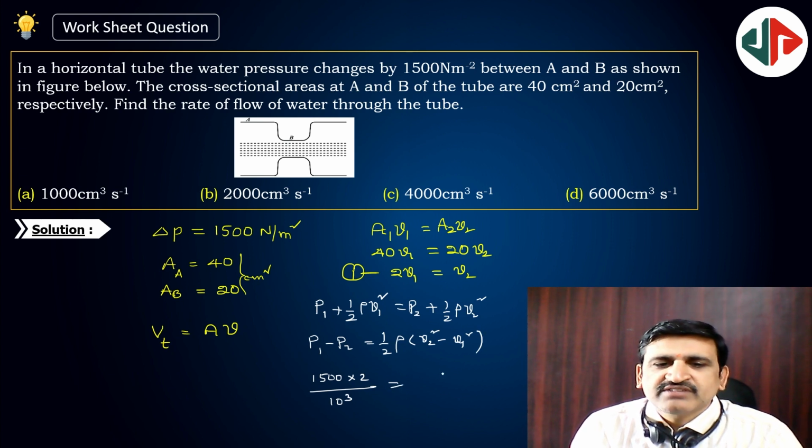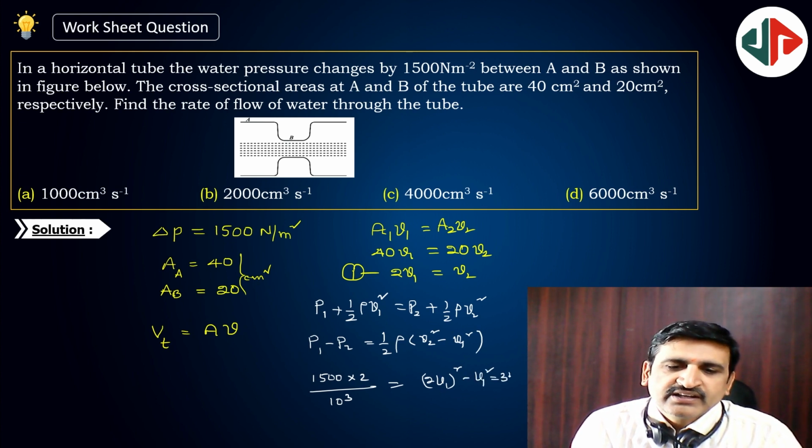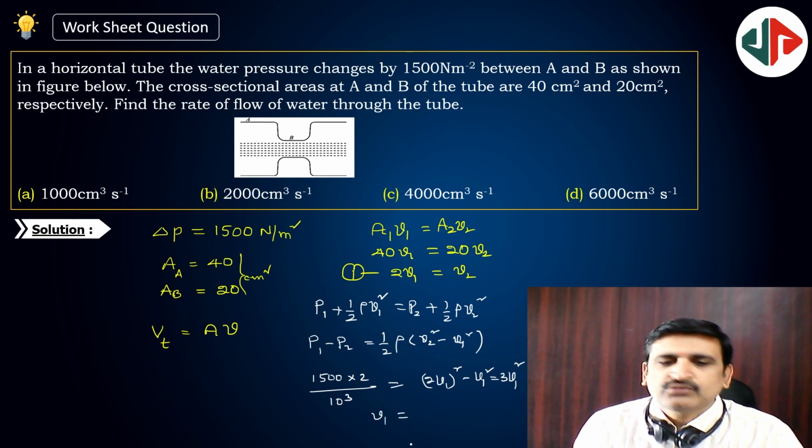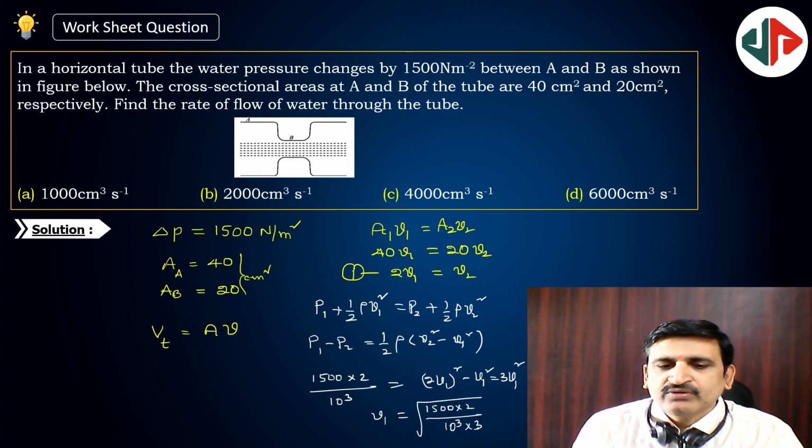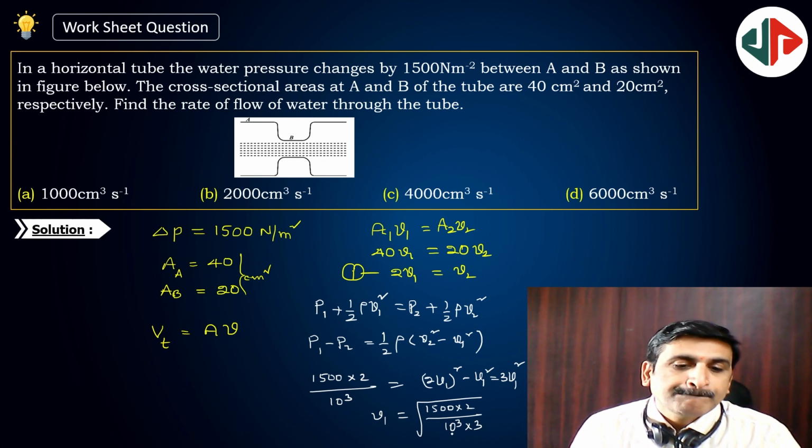V2 square minus V1 square. V2 is equal to 2V1, so 2V1 square minus V1 square, 4V1 square minus V1 square is 3V1 square. I can write it as 3V1 square. So V1 is equal to under root 1500 into 2 by 10 power 3 into 3. So 3 will go 500, 500 2s are 1000, 1000 will go. So everything is going to be equal to 1 meter per second.